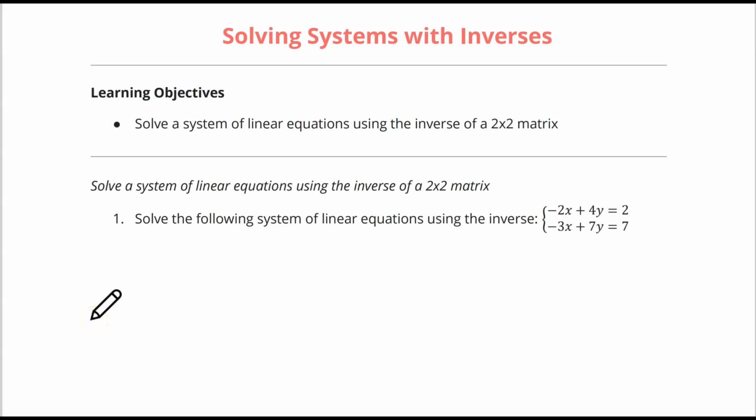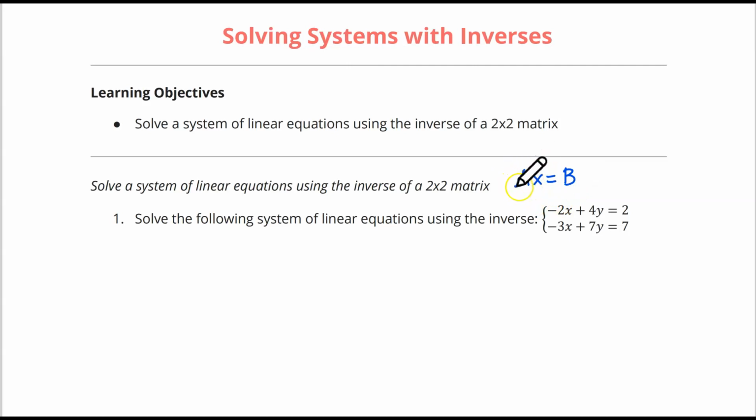Now we will discuss how to solve a system of linear equations using the inverse of a 2 by 2 matrix. To solve a system of linear equations using the inverse of a 2 by 2 matrix, we first have to write our system of linear equations in matrix form. That is of the form A times X equal to B. All of these are actually matrices.